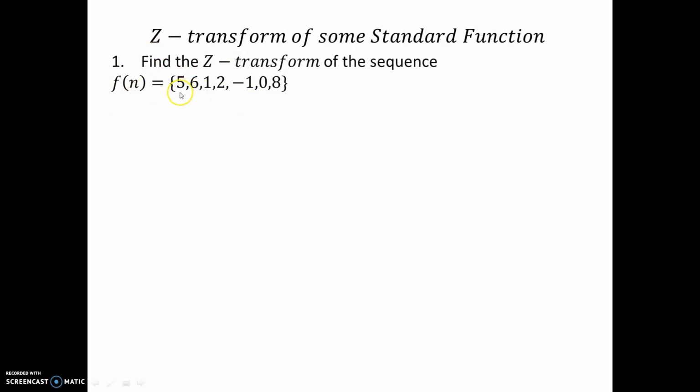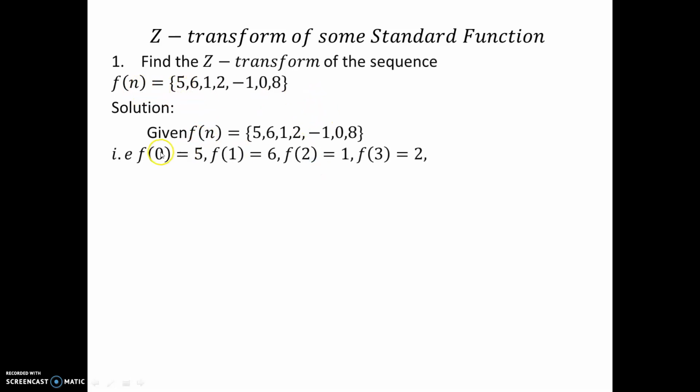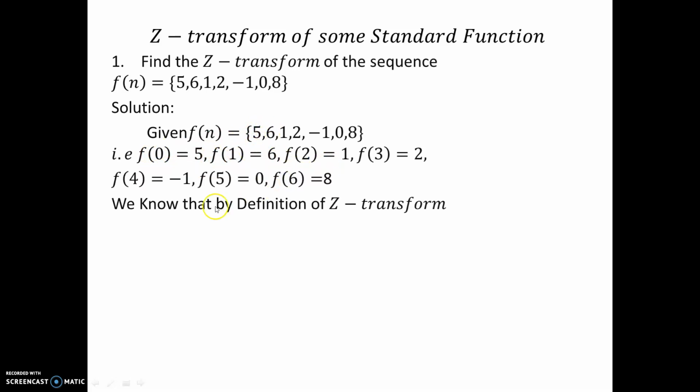So 5 is the 0th term and 6 is the first term, 1 is the second term, and 8 is the sixth term. So given f of n equal to 5, 6, 1, 2, minus 1, 0, 8, that is f of 0 equal to 5 and f of 1 equal to 6, etc. We write the definition of Z transform.